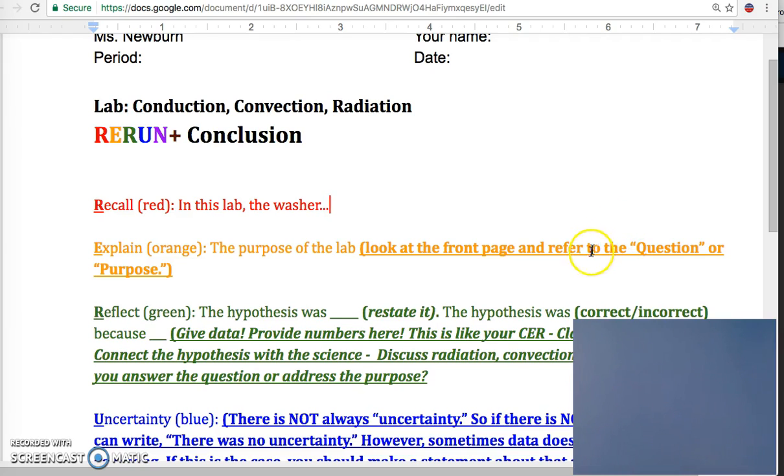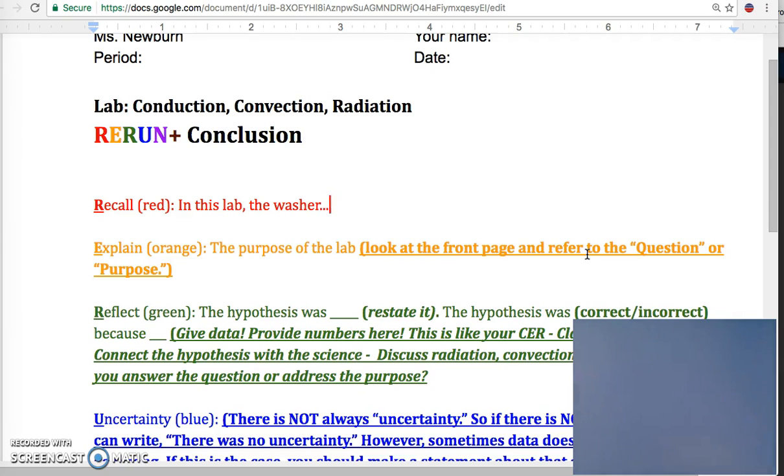Then explain the purpose. The purpose is why we did it. If you look at your lab, there's usually a focus question or some overarching purpose, and this one actually has a purpose right there. So you're going to write the purpose of the lab right there, focusing our reader on what we're trying to investigate.